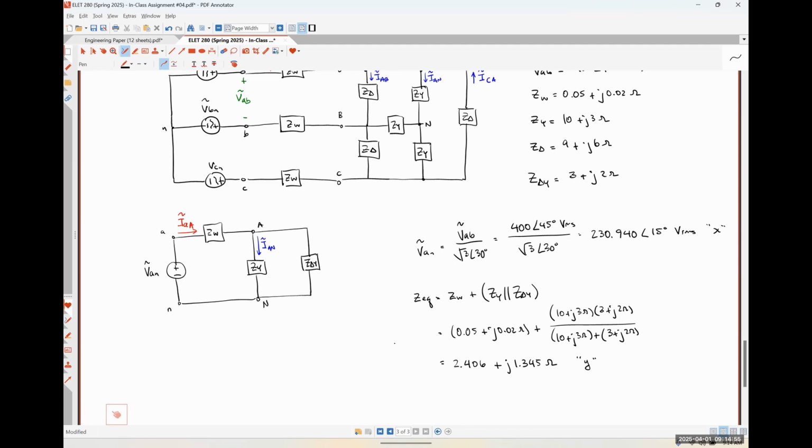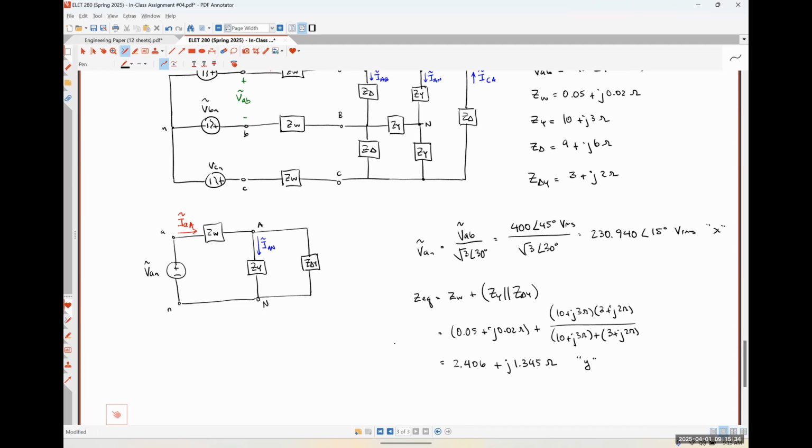Ultimately, yes, but I want to just confirm that this ZEQ is right before we move on to that step, just because it was something long to put in my calculator, so I might have made a mistake. I just want to make sure that you guys are getting a similar result. Got a thumbs up over here. Okay.